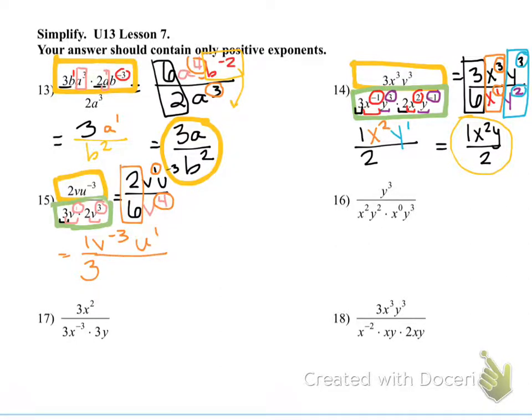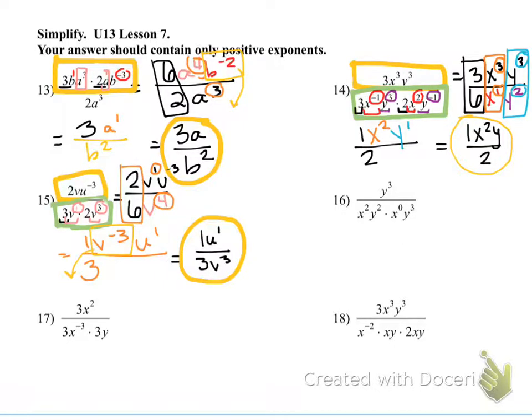But keep in mind, I cannot have negative exponents in my answer. So because I have v to the negative 3, I need to bring that down to the bottom. So my final answer here, I'll have 1u to the first on top, and then 3v cubed on the denominator. And that's my final answer.